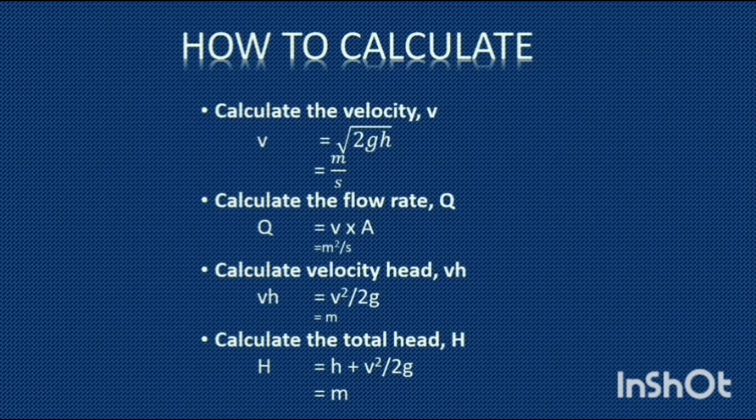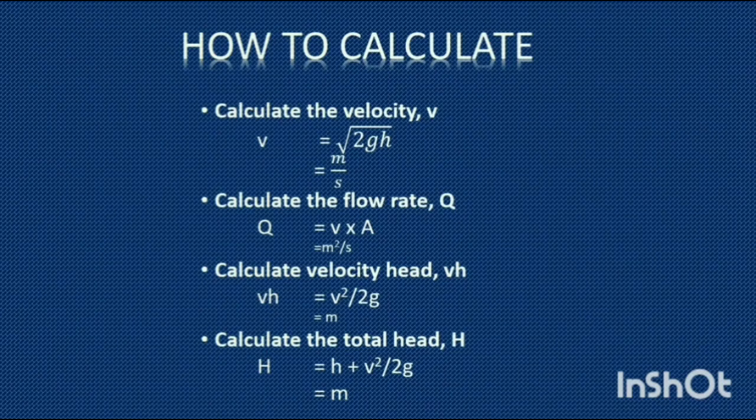Next is to calculate the flow rate Q by using the formula velocity times area. The diameter for the first straw is 0.0025 and the second is 0.0035. And for the velocity head, just divide velocity squared by 2g.